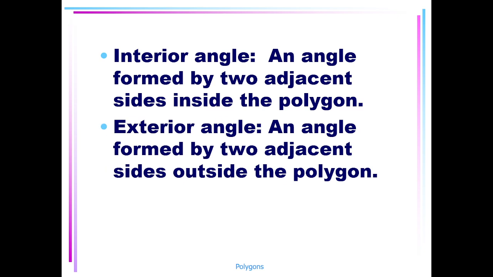Next, the exterior angle. Of course, this is the opposite of the interior. This is the angle formed by still two adjacent sides outside the polygon. So one of the sides is outside the polygon.